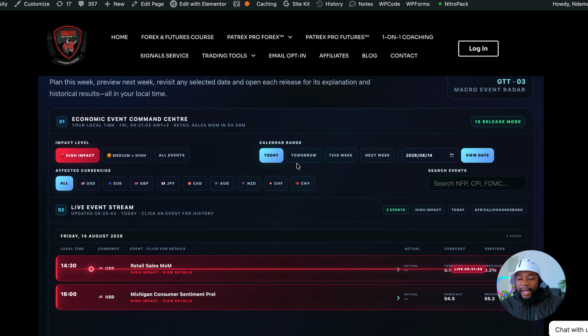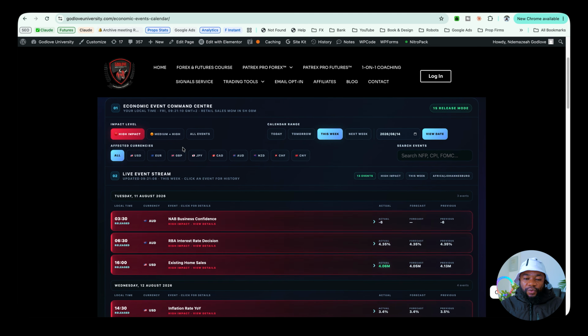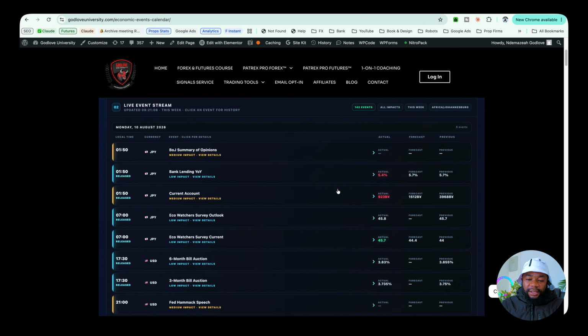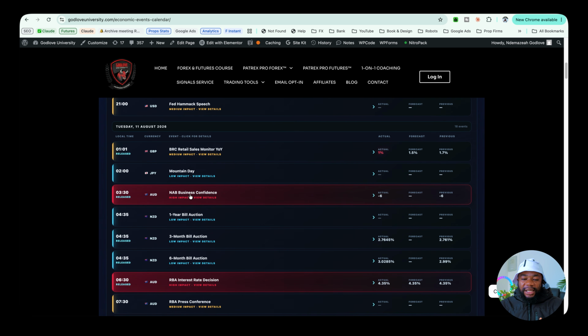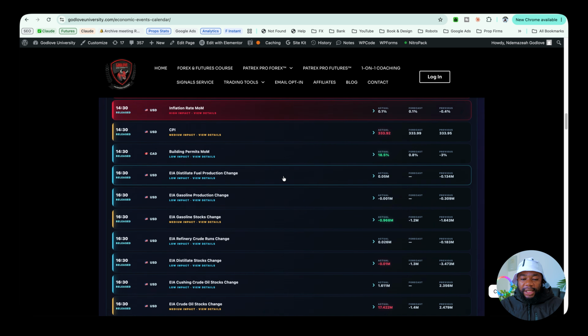So if I select on today, or let's just select this week, so that you can see everything that is this week. I can even just go on all events. All events, you can see these are all the events. Anyone you see red means that is a high impact news event. You can see all the dates are right there.